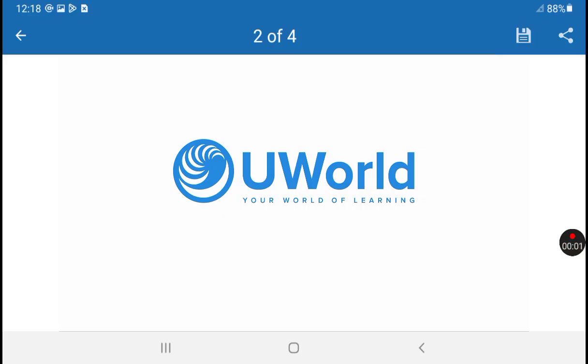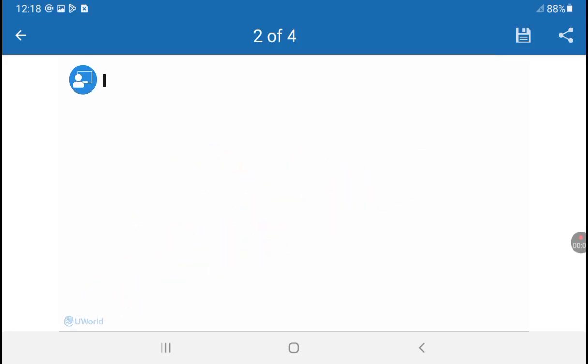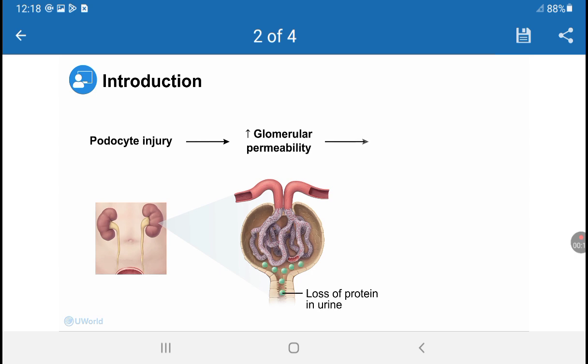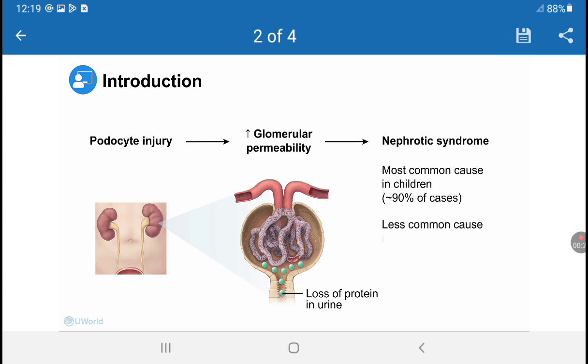In this video, we'll discuss minimal change disease. Minimal change disease is a renal disorder in which injury to podocytes in the glomeruli leads to increased glomerular permeability and loss of protein in the urine, resulting in nephrotic syndrome. It's the most common cause of nephrotic syndrome in children, but can develop in adults too.